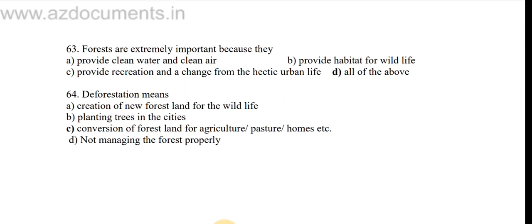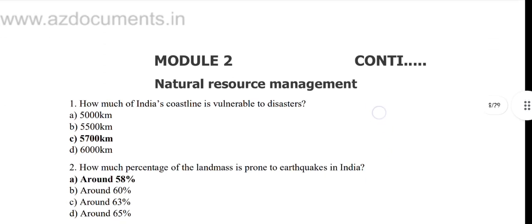Forests are extremely important because they provide a habitat for wildlife, provide clean water and clean air, and provide recreation and a change from hectic urban life. Deforestation means, option C, conversion of forest for agriculture, pasture and homes. Module 2, natural resource management.